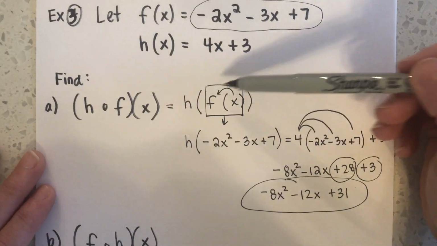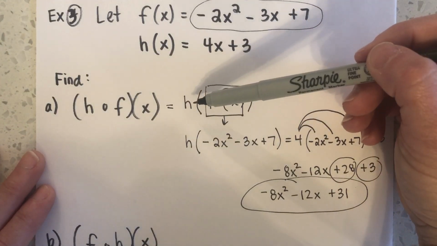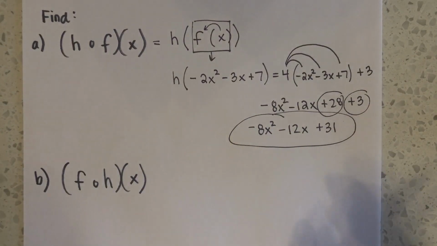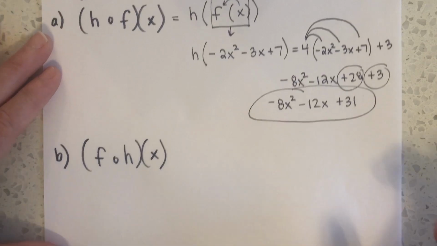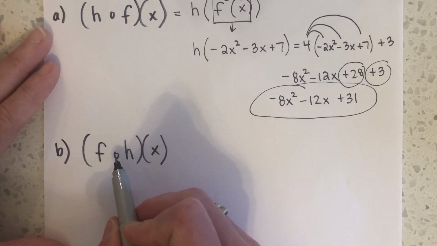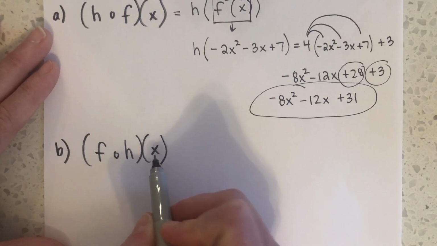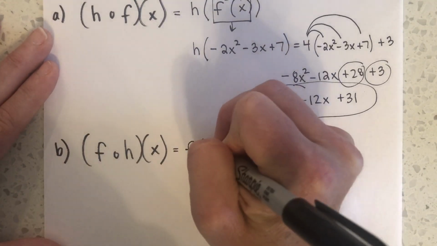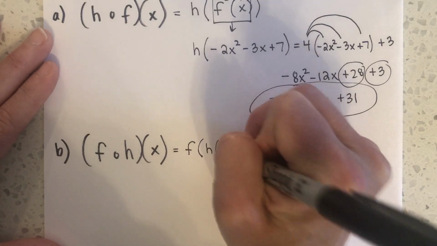When you plug the whole f of x function into the h function, you get this new expression. All right, the last one's definitely going to be the hardest. So watch what they ask you to do here. Now they want you to find f of h of x. So that literally means to find f of h of x, okay?